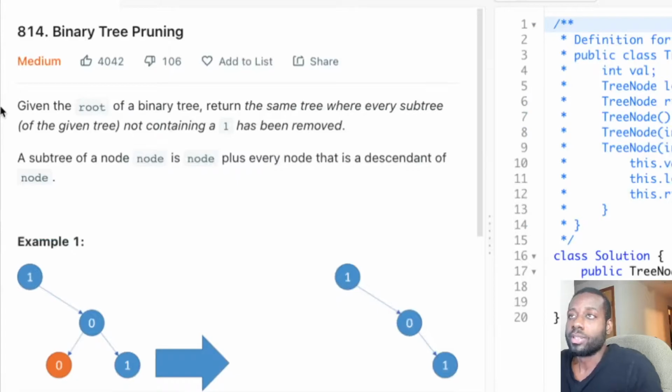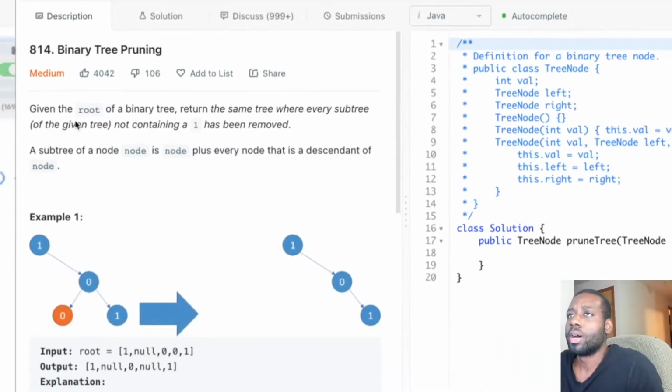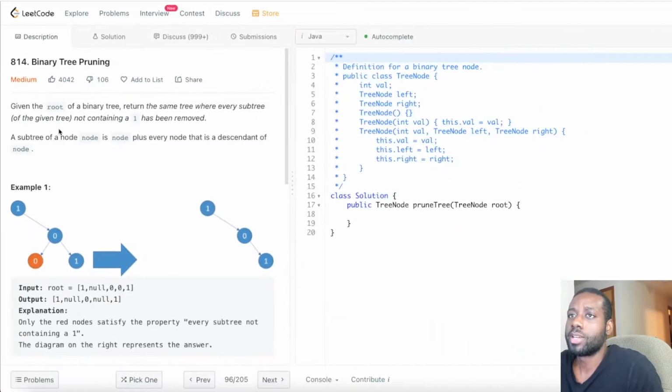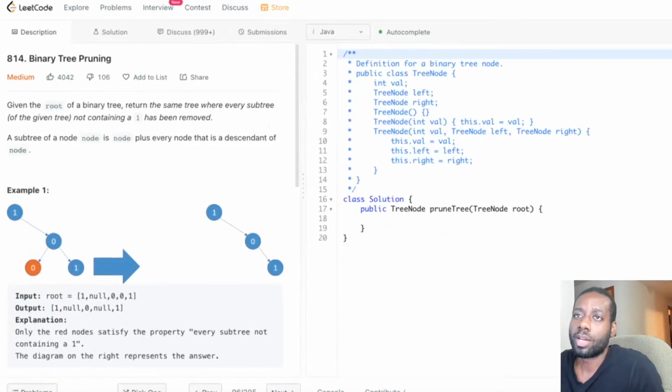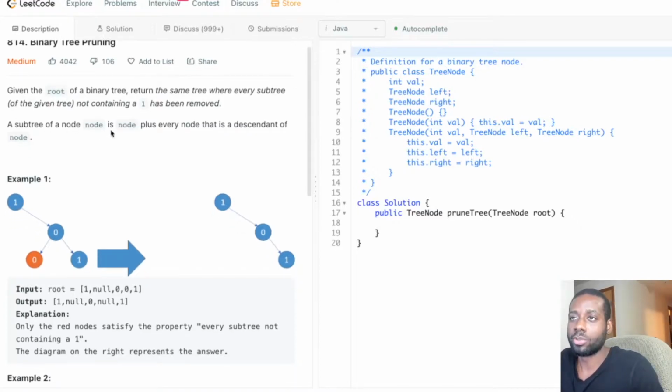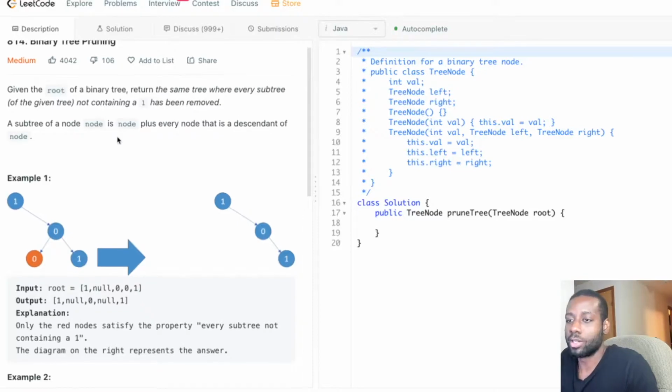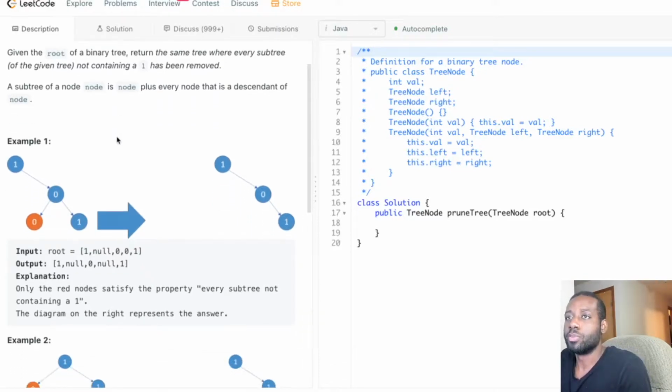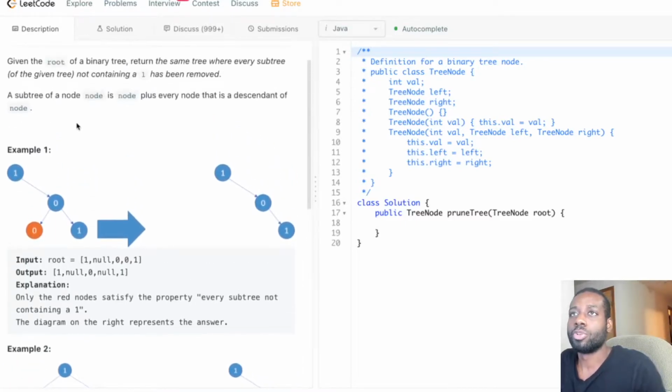We're in for a good one today. The problem's called binary tree pruning. Given the root of a binary tree, return the same tree where every subtree of the given tree not containing a one has been removed. A subtree of a node is the node plus every node that is a descendant of the node. So they're giving us the definition of what subtree really means.